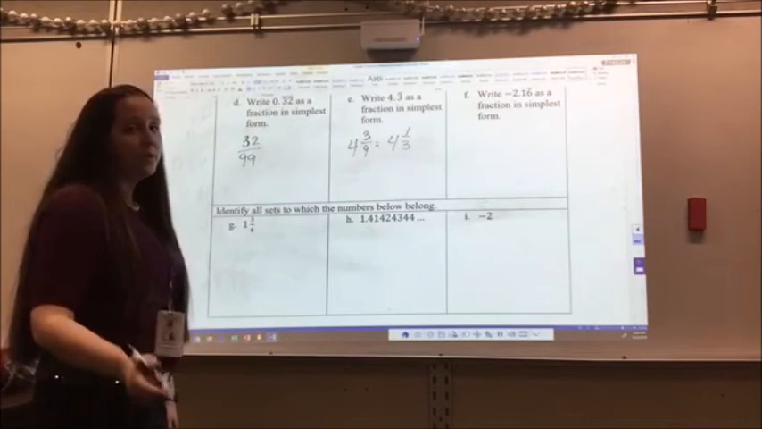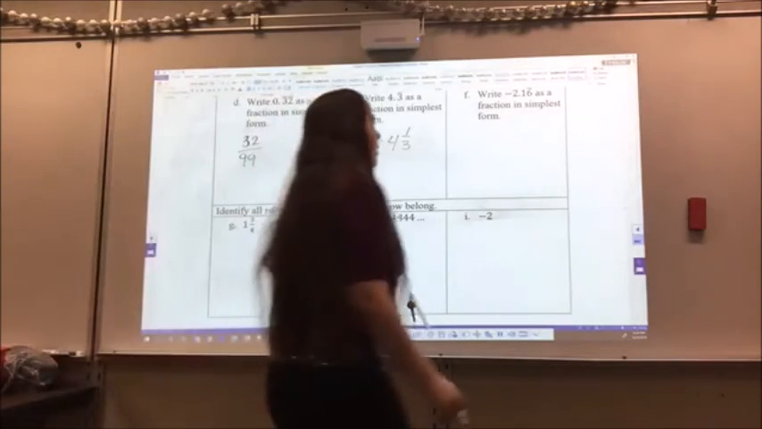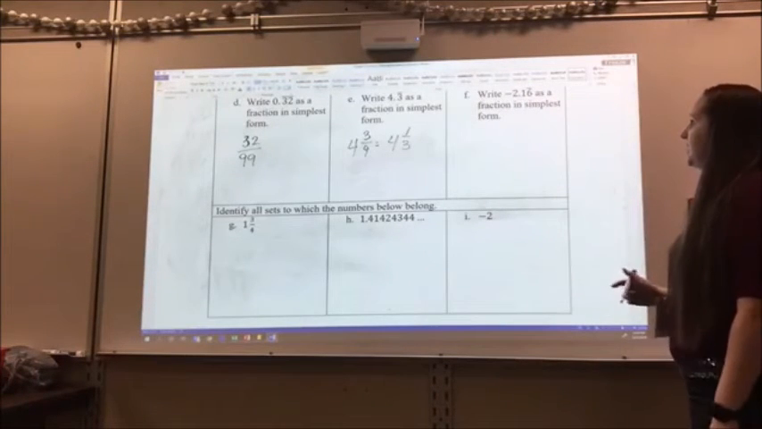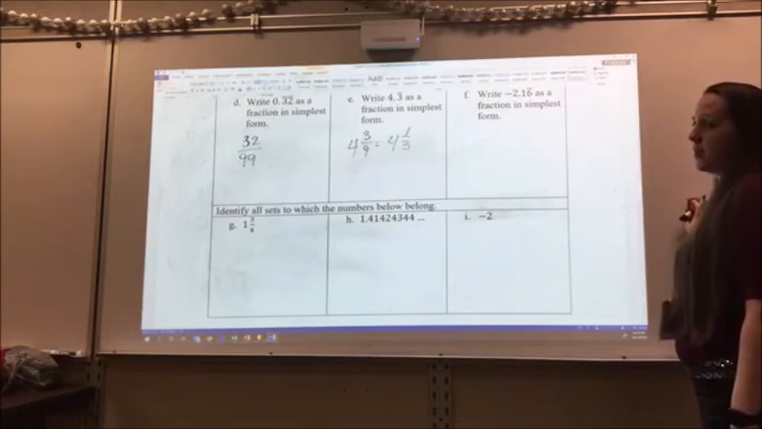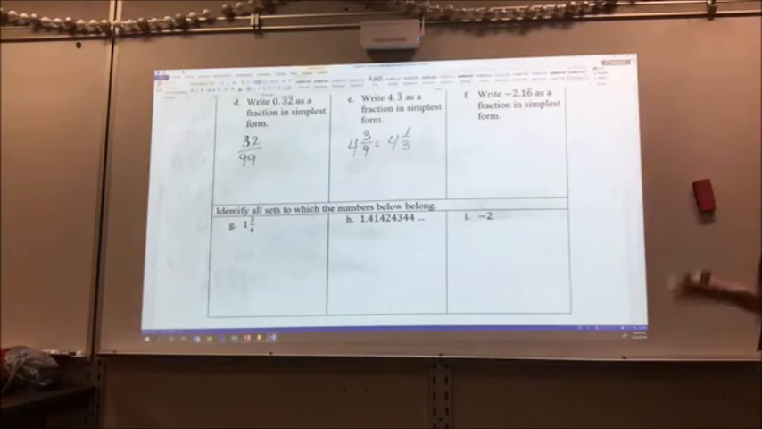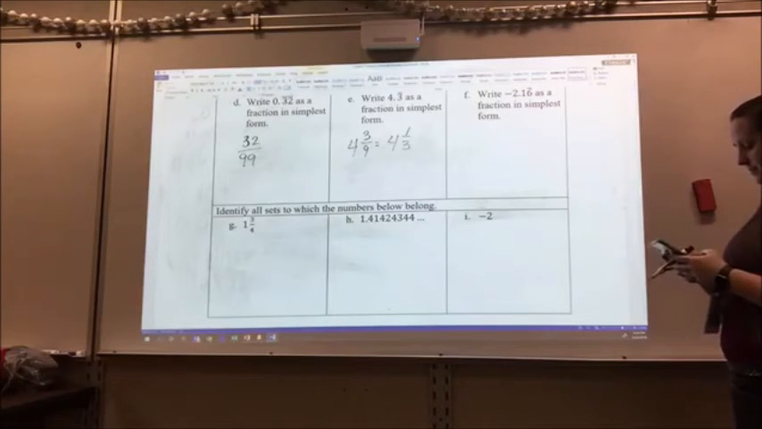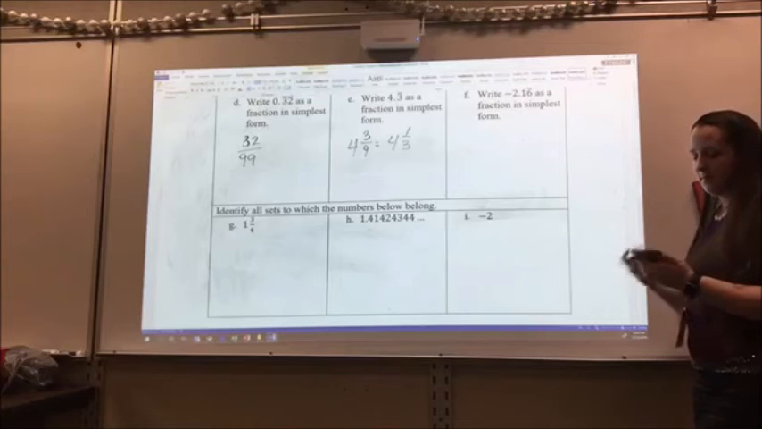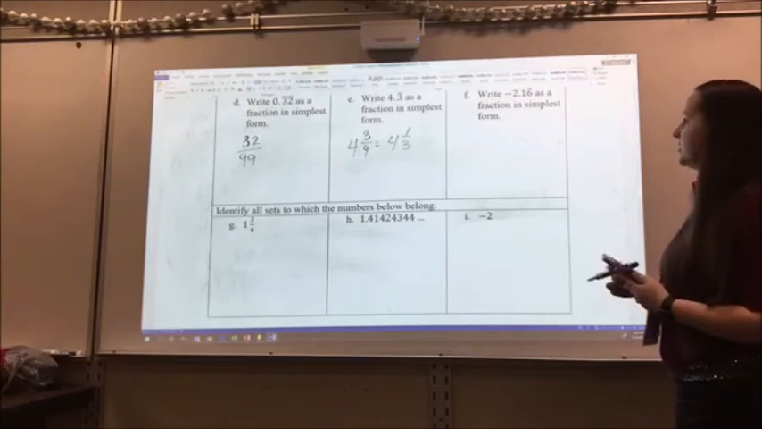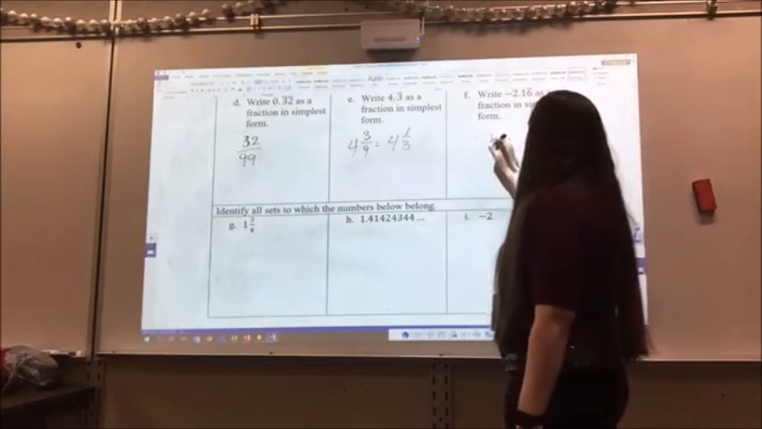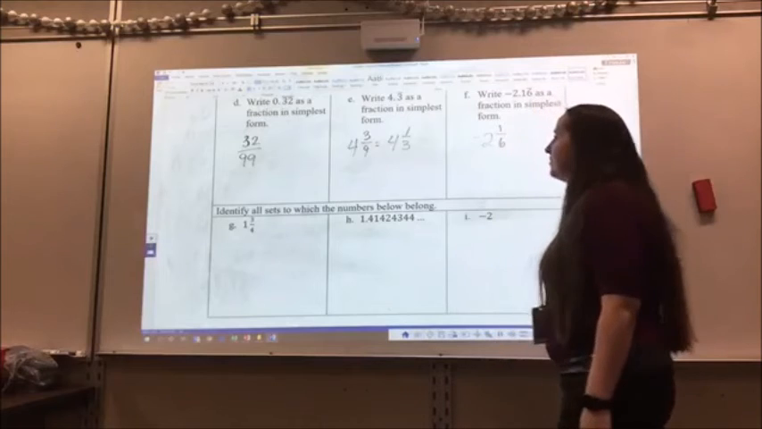You can always double check any of these, okay? Next I have write negative 2 1/6, with the 6 repeating as a fraction in simplest form. Okay, so this one's a little bit more complicated. The 6 is what's repeating. However, I know that 1/6, so 1 divided by 6 gives me 0.16 repeating. So this is going to be negative 2 1/6.